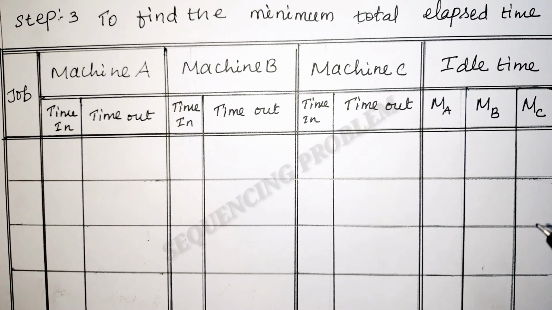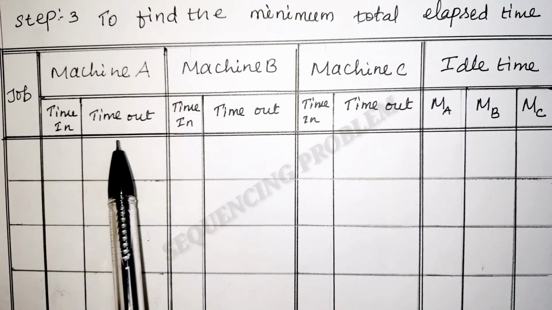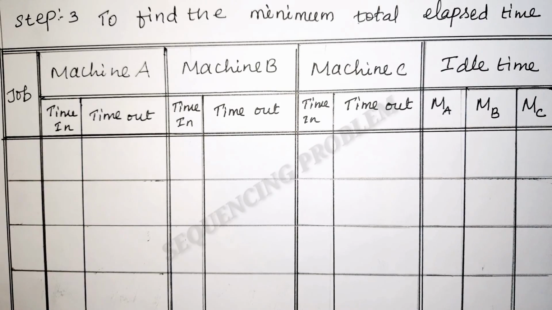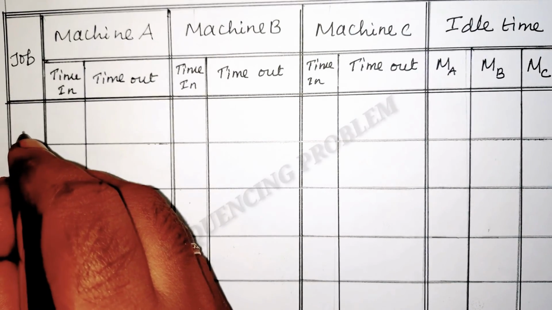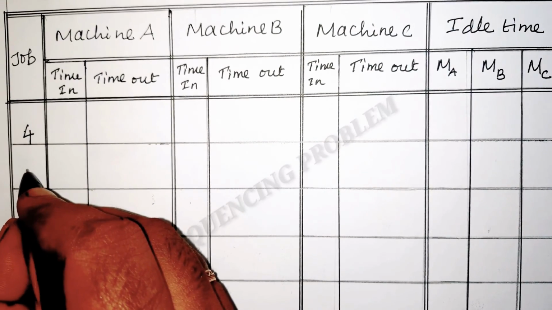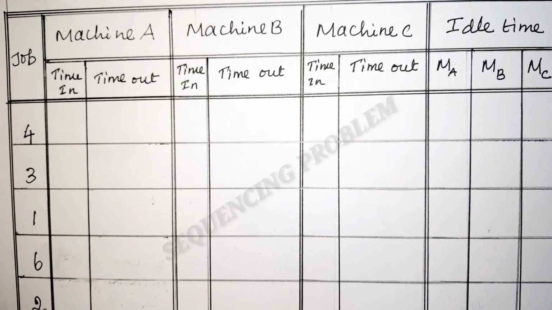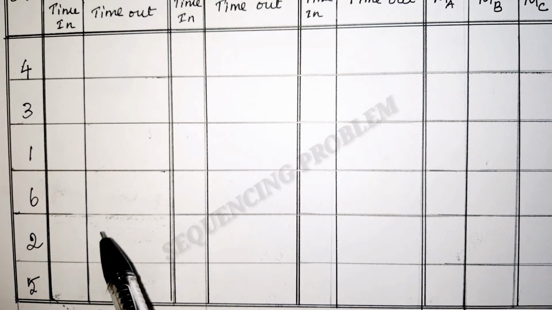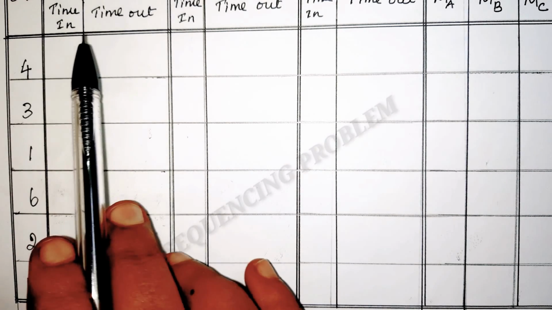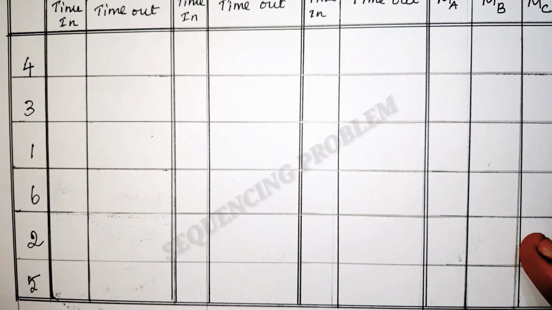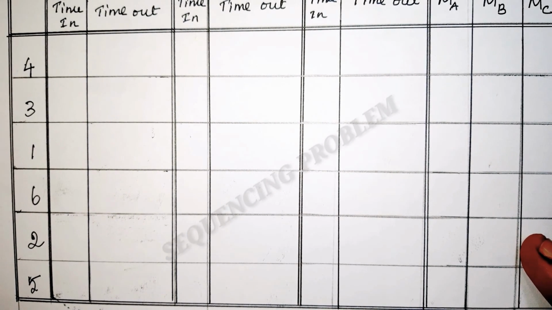Next step, we have to find the minimum total elapsed time. For that you have to find time in and time out for all the machines and idle time. The optimum job order is 4, 3, 1, 6, 2, 5. This is the optimum job order. You have to find time in and time out for each machine. So we start with machine A, the first machine.